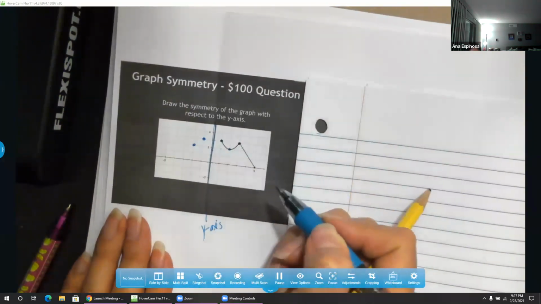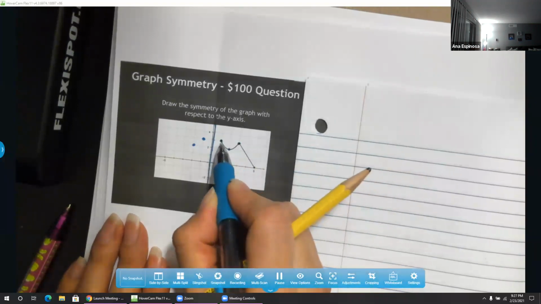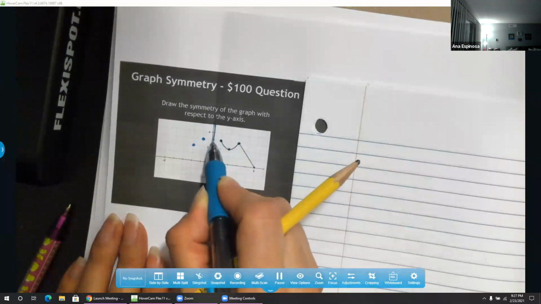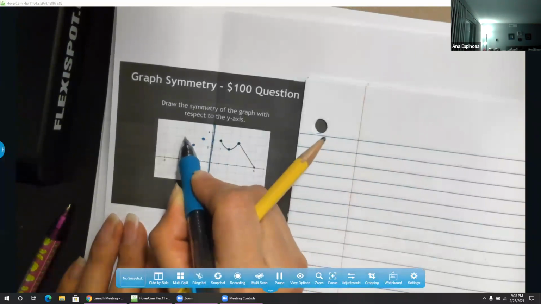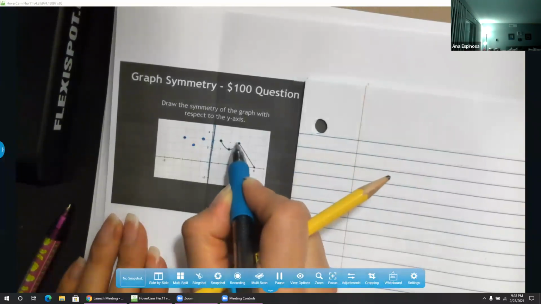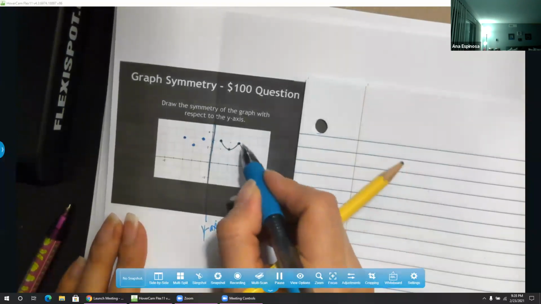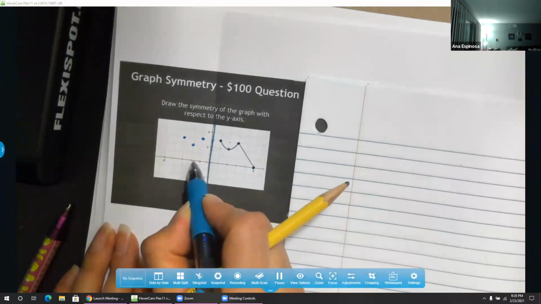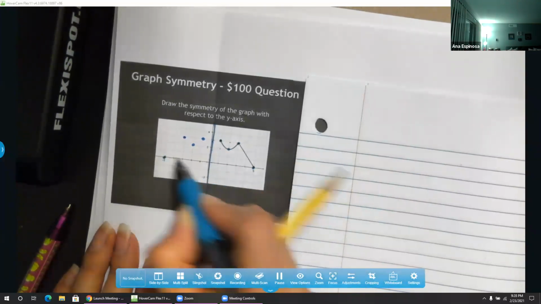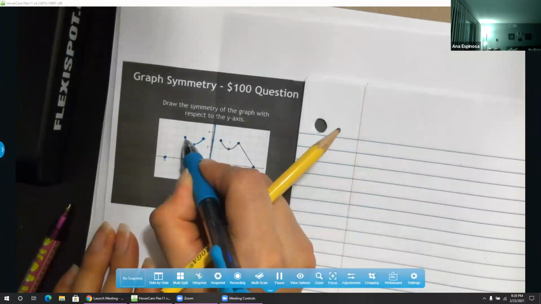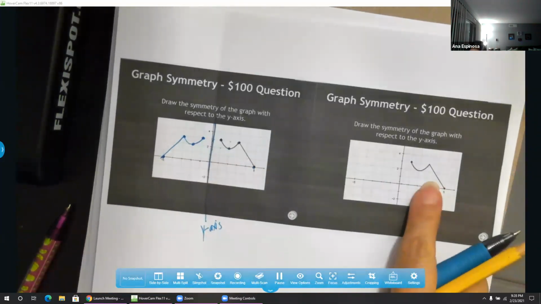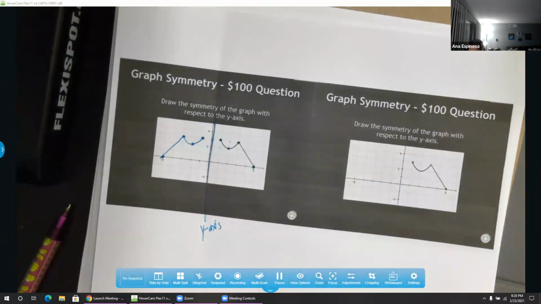This dot right here, just pick a couple of points. That one is 1, 2, 3 units away from the y-axis. Or you can say it's 2 units away from this dot, which is fine. And then this dot over here, that's 5 units away: 1, 2, 3, 4, 5. And then you just connect the dots the same way. And that's why the reflection would be what's on the bottom.